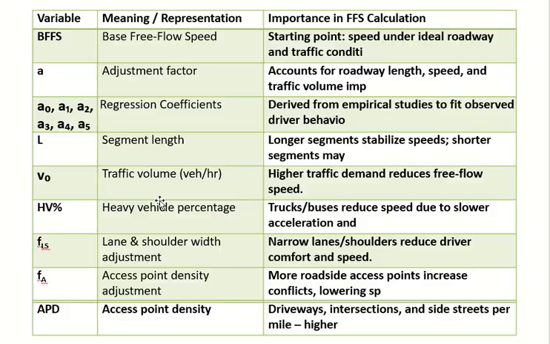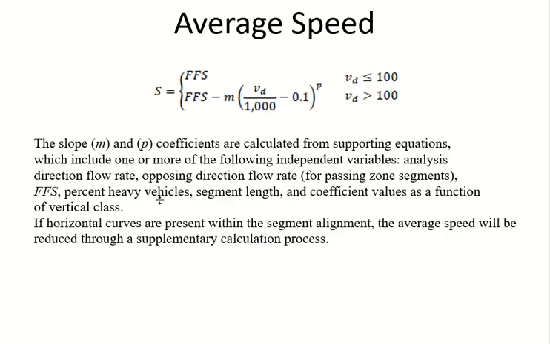This is a summary of what I already mentioned to you. Once you have calculated the free flow speed, now you will calculate the average speed. Average speed can be equal to free flow, or it can be less than free flow. When it will be equal to free flow: if the flow rate in your direction is less than 100, your average speed equals the free flow speed. If it is more than 100, then you need to use this equation.